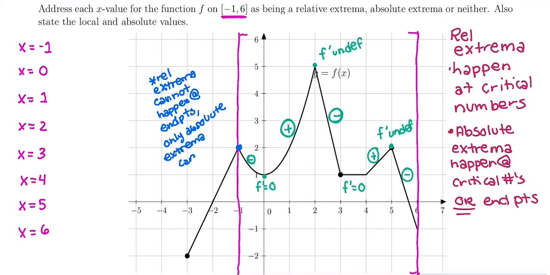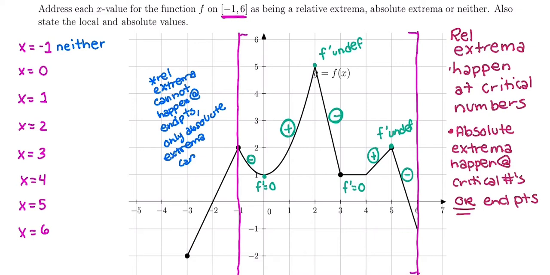So really the only question is, is there an absolute max or min there? Well, it's not an absolute max because I see points that are higher, and it's not an absolute min because I see points that are lower. So that endpoint is neither. It could only ever be an absolute max or min, could never be a relative extrema at an endpoint, and it's not the absolute highest or lowest point there.